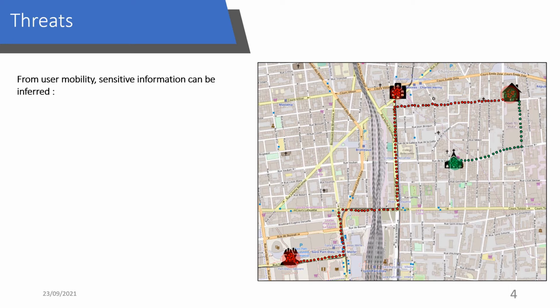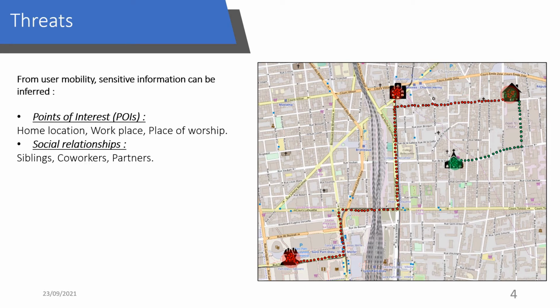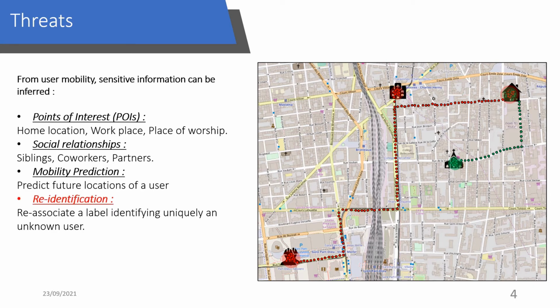For instance, we can see two mobility traces in this picture, the green one and the red one. From this data, we can infer sensitive information about users, like points of interest, discover social links, predict the next activity or location of the user, and finally, disclose the real identity of the user. The latter is known as re-identification attacks.